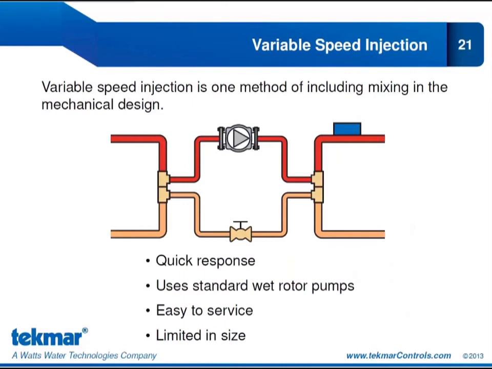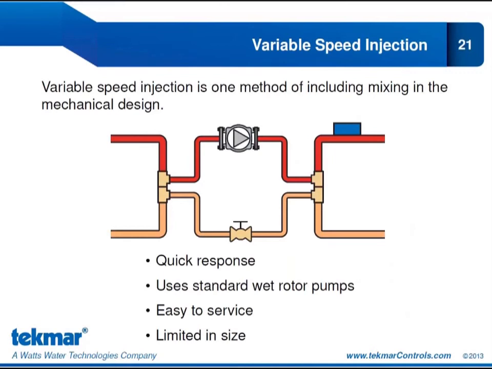So if you're designing your system and hoping to use a 406 house control because it's an out-of-the-box solution and you don't have to triple or quadruple your control cost with DDC, then make sure that you design with variable speed injection.